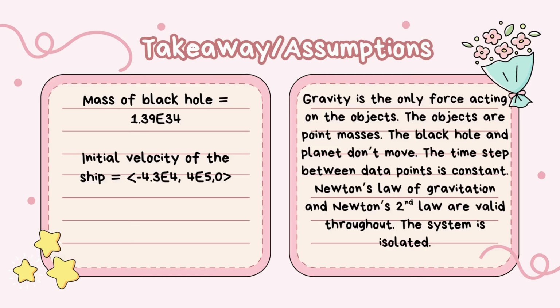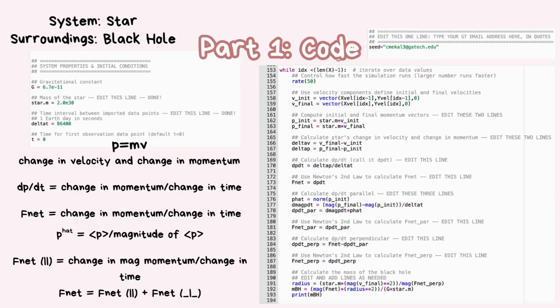Some key assumptions I had to make during this lab were that gravity is the only force acting on the objects, the objects are point masses, the black hole and planet don't move, the time step between data points is constant, Newton's law of gravitation and Newton's second law are valid throughout, and the system is isolated.